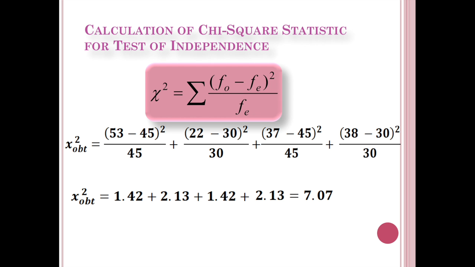Okay, so here's my chi-square obtained. I take frequency observed, 53, because this was my college educated and 0, 1, or 2 kids, minus my frequency expected, proportional leveling out, 45, squared, divided by my frequency expected, 45. And I'm going to do that for each one of the categories, so 1, 2, 3, and 4. And then I just sum them up. So my chi-square obtained statistic is 7.07.